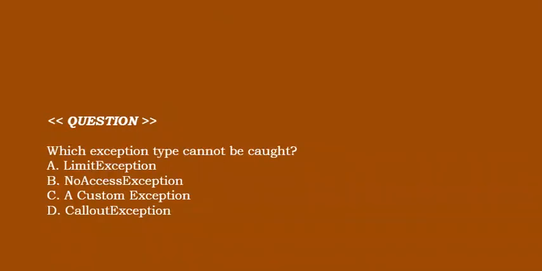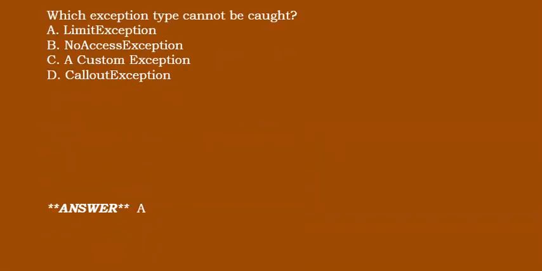Next question is, which exception type cannot be caught? Option A, limit exception. Option B, no access exception. Option C, a custom exception. Option D, callout exception. Correct answer is option A.